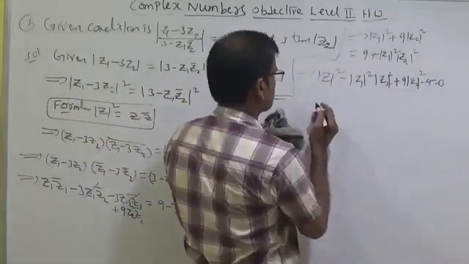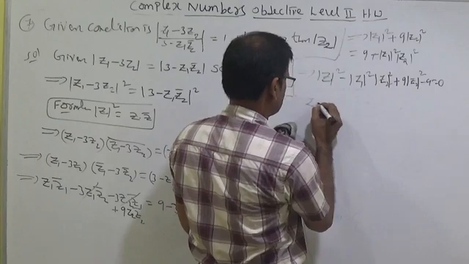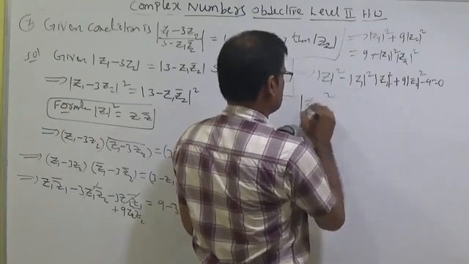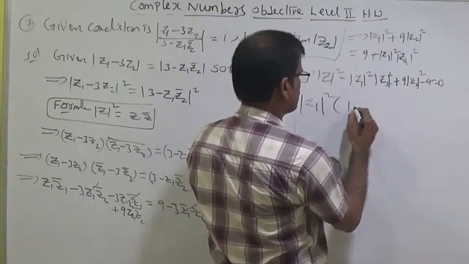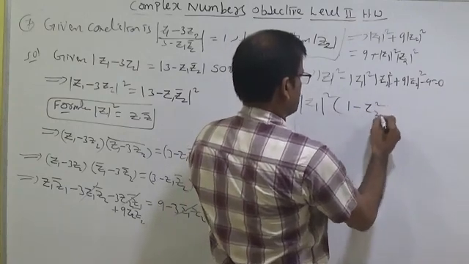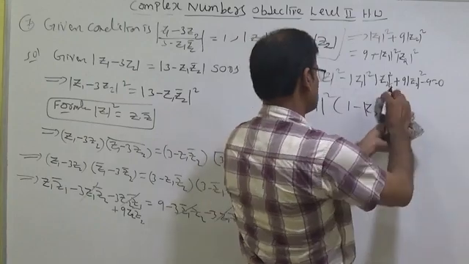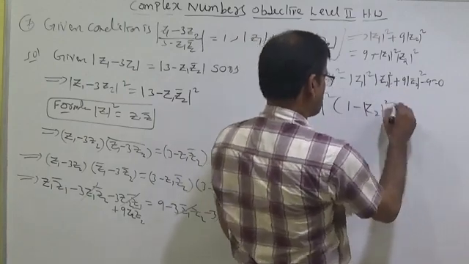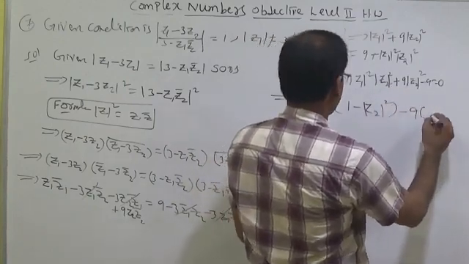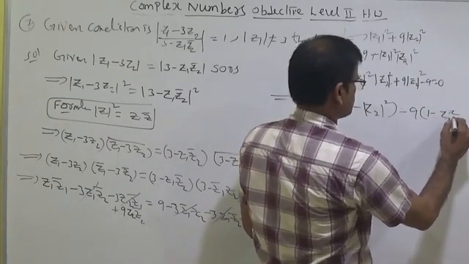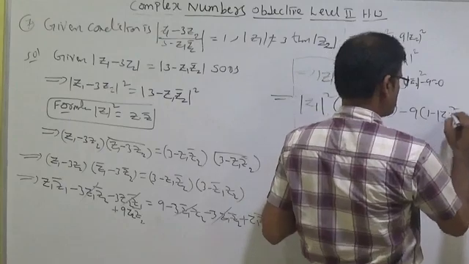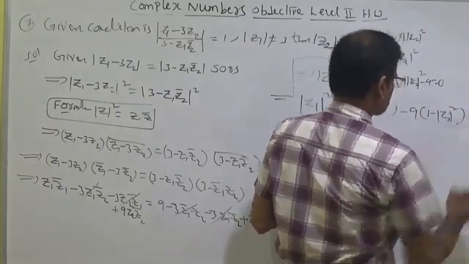Everything correct we have done. Let us take |Z1|² common. Now this is (1 minus |Z2|²) within brackets, minus 9 you take common. Now you can write here (1 minus |Z2|²) over modulus. Now it is correct, equal to 0.